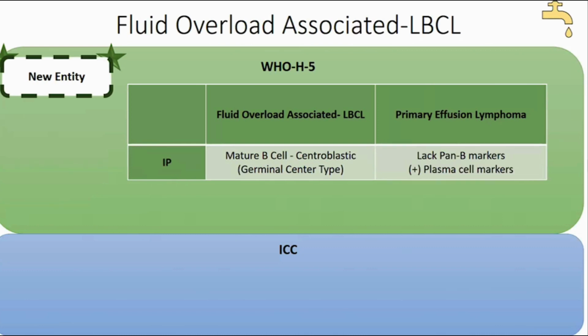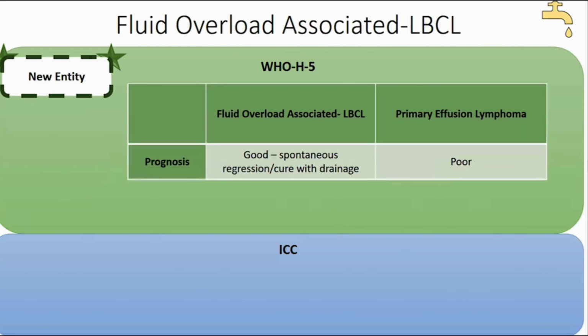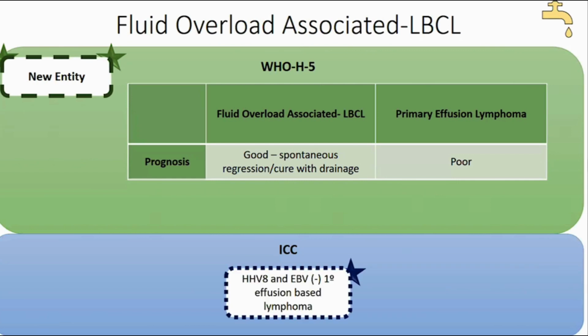They seem to be composed of mature B cells in terms of morphology and immunophenotype, whereas primary effusion lymphoma looks more plasmacytoid. They actually have a very good prognosis. Some of these regress on their own or are cured with drainage, whereas that is obviously not the case for primary effusion lymphoma.